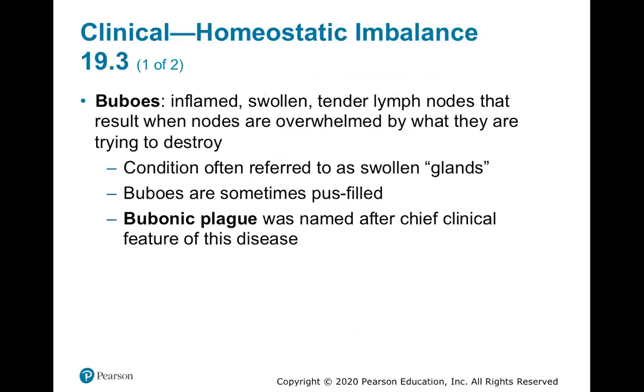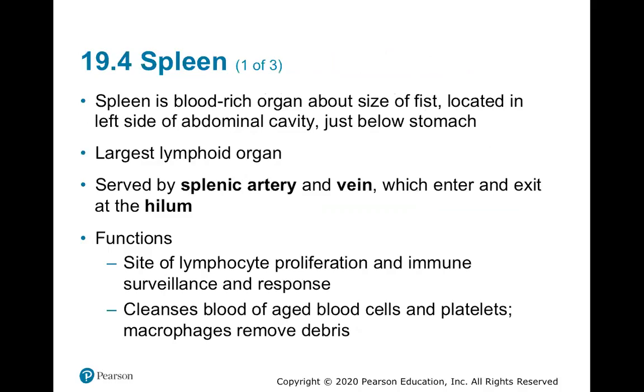Buboes. So these are inflamed, swollen, tender lymph nodes that happen because of an overwhelmed system that's trying to destroy. These are what we know as our swollen glands that the doctor feels. Sometimes they can be pus-filled, but the interesting fact here is that the bubonic plague was named after them.